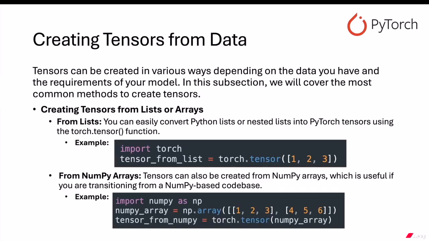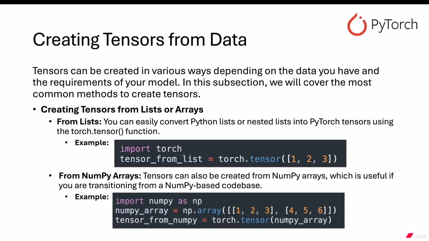Creating tensors from data. Tensors can be created in various ways depending on the data you have and the requirements of your model. In this subsection, we will cover the most common methods to create tensors. Creating tensors from lists or arrays. From list, let's see how we can do this. You can easily convert a Python list or a nested list into PyTorch tensors using the torch.tensor function. Here's an example. Import torch and then you can say tensor from list, which stores torch.tensor of an array 1, 2, 3, or from a list.